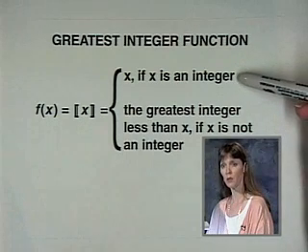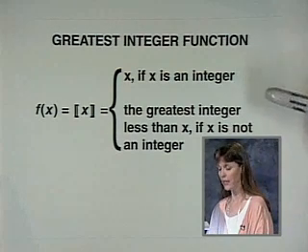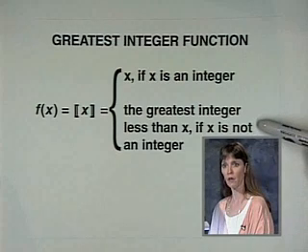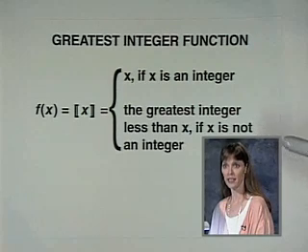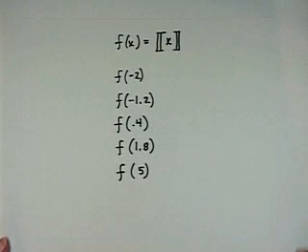If we substitute in a value for x which is an integer value, then the function gives us back that same value. If we substitute in a value of x which is not an integer, then what we get back as our functional value is the greatest integer less than x. Let's see how to evaluate that in the following examples.